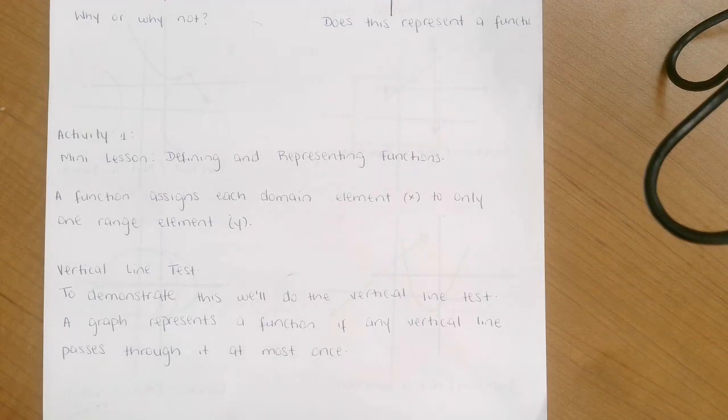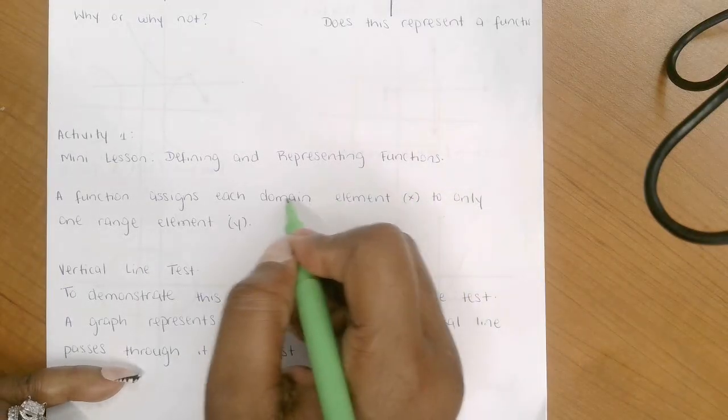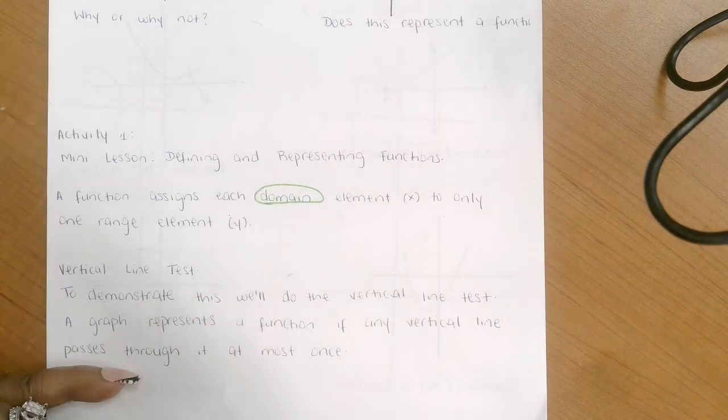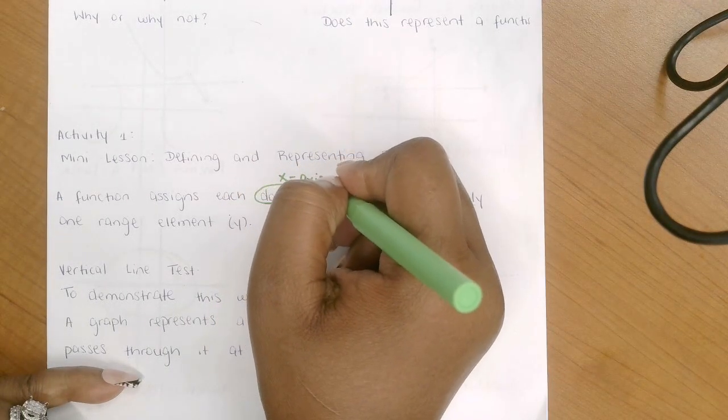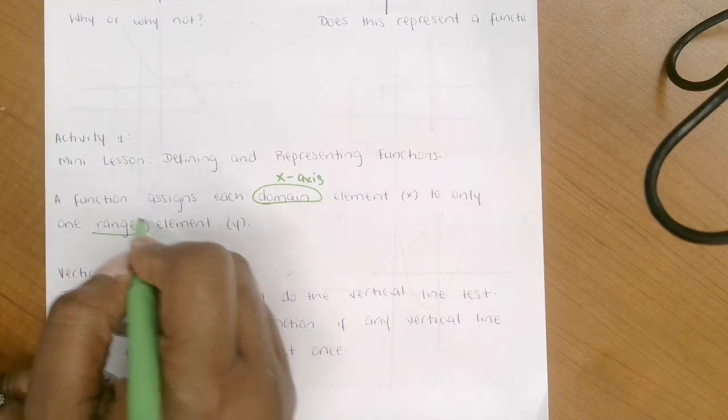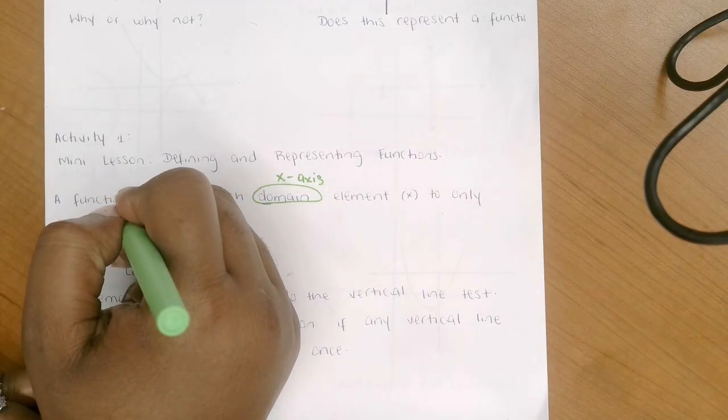We know a function assigns each domain element x to only one range element y. So whenever you see the word domain, think of the x-axis. And when you see the word range, you're thinking of the y-axis.